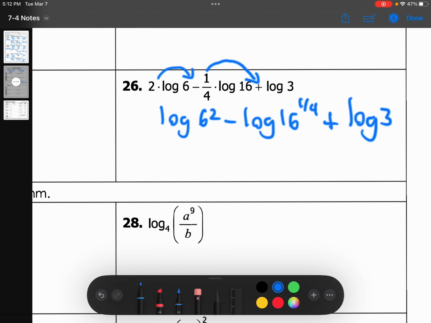So what we can do from there is we can write this as log base 6 squared. Now, 6 squared is 36 over 16 to the 1/4. Now, you may not know this, but 16 to the 1/4 is the same thing as the 4th root of 16. And the 4th root of 16 is 2. Okay, so I'm going to replace this with a 2.